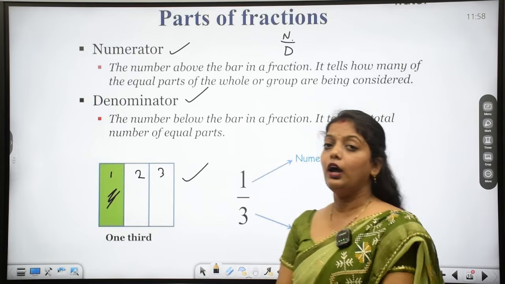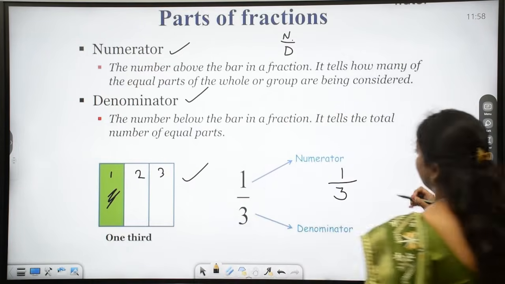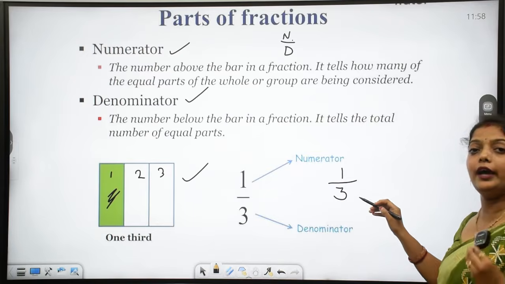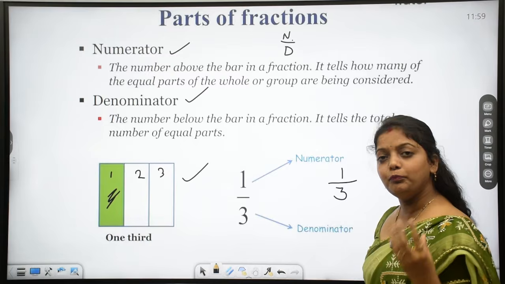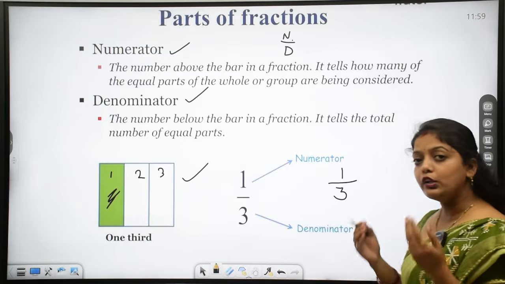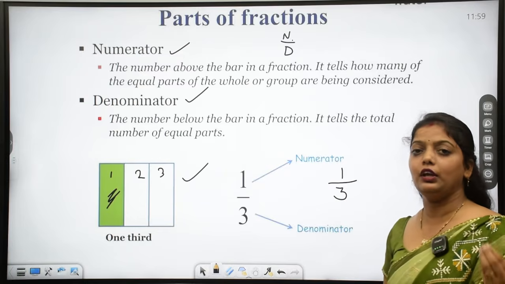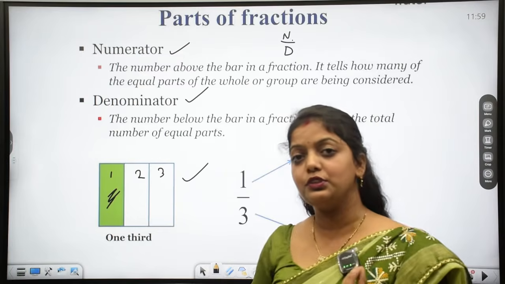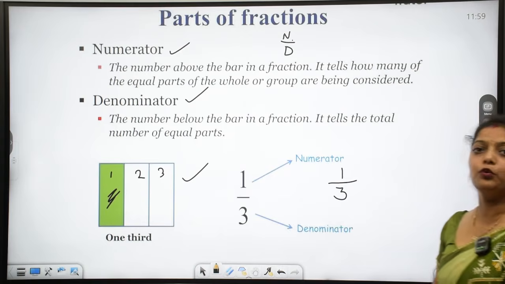Now also, how can we read this? This will be read as 1 by 3, or we can say 1 upon 3. Also we can say 1/3. So in this way we pronounce fractions. Now let's move further.